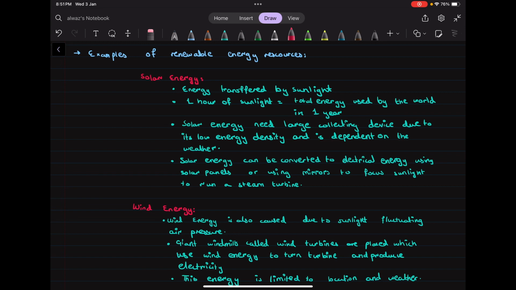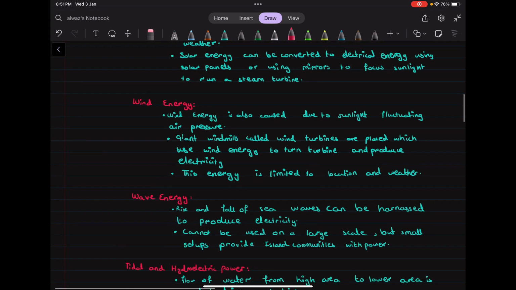That's so amazing. So, solar energy needs large collecting devices due to the low energy density and is dependent on weather, because if it gets cloudy, you cannot get solar energy. You need sunlight for that. Solar energy can be converted into electrical energy using solar panels, or we can use mirrors to focus sunlight into one spot and turn steam turbines.